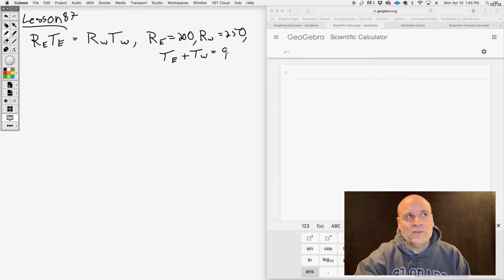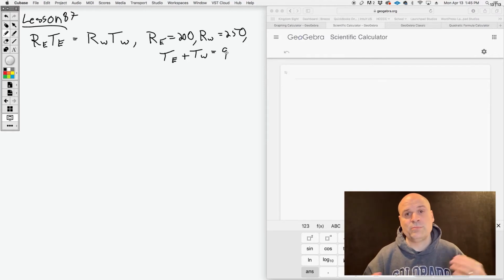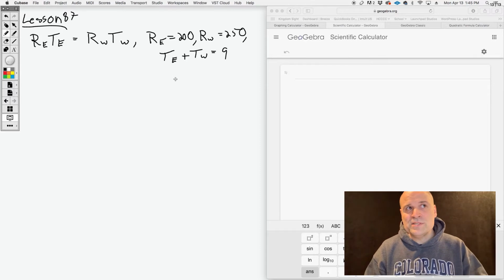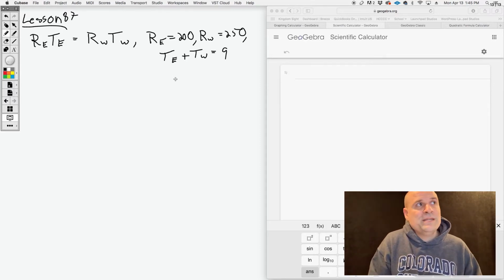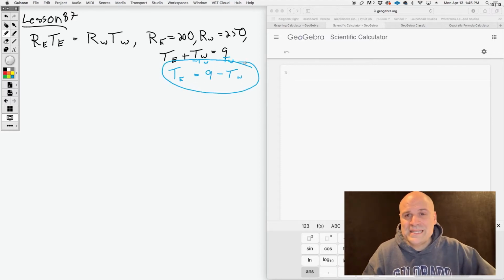So we have 4 different variables. In the past, they gave us, or at least said, that RE equals a number, RW equals a number, and then TE equals an expression. We don't have TE equals something or TW equals something, but we can make it that way. We can manipulate this equation to look like this. We could say that TE equals, if I get rid of this, then I just have 9 minus TW, okay? So I could say TE equals that.